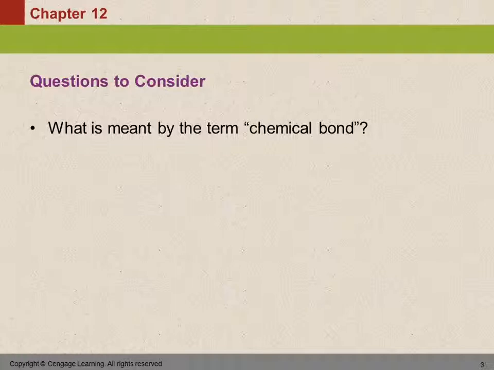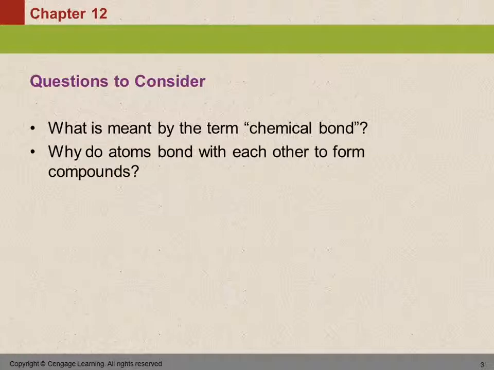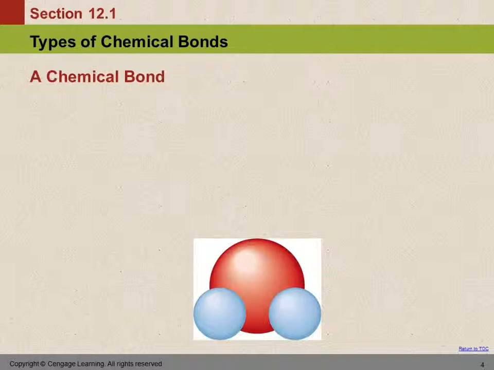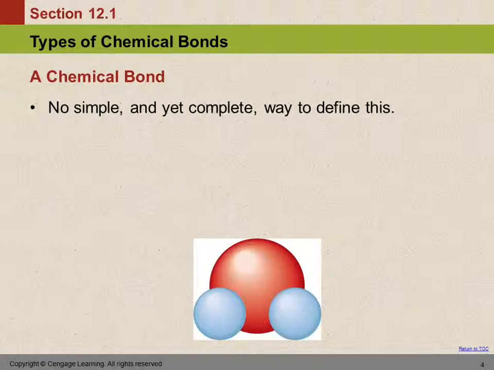So, questions to consider. What do we mean by the term chemical bond? And we're not answering these questions right now, we're just asking them. Why do atoms bond with each other to form compounds in the first place? How do they do that? Oh, we forgot a question. Why should we care? Okay, a chemical bond. We can define a chemical bond, but there's no simple way to do this that's complete.